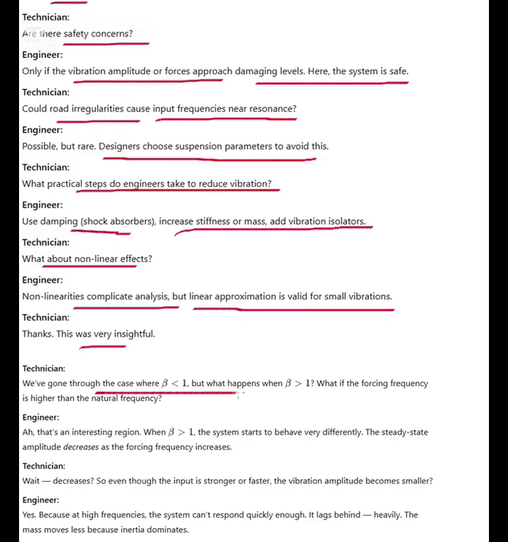We have gone through the case where beta is less than 1, but what happens if beta is greater than 1? What if the forcing frequency is higher than the natural frequency? That's an interesting region, right? When the beta ratio is greater than 1, the system starts to behave very differently. The steady state amplitude decreases. You see, the steady state amplitude decreases. Why is that decreasing? Because even though the input is very strong or faster, the vibration amplitude becomes smaller.